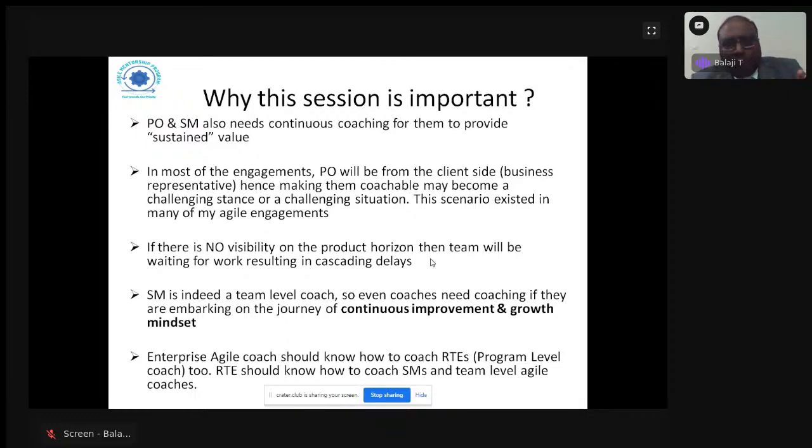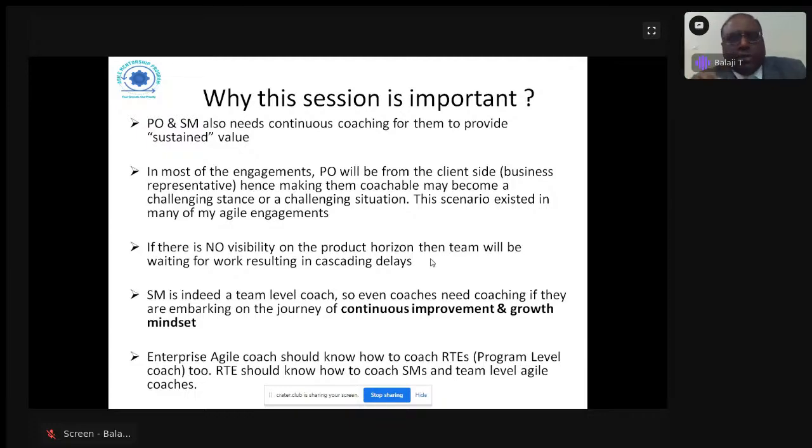Before we get into the session, if we want to talk about the product owner, first we need to understand the role of the product owner. The product owner, as we all know, represents the business side of agility. Now the challenge is that in most engagements, the product owner will be from the client side. You may be working for a vendor for a particular client, a banking client or a healthcare client or whoever. And in most of the cases I have seen, the product owner will be a person from the client side.